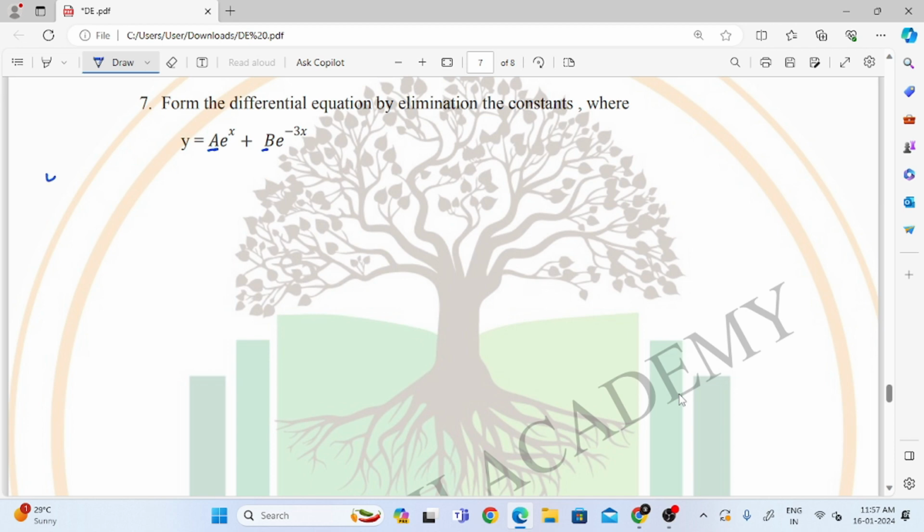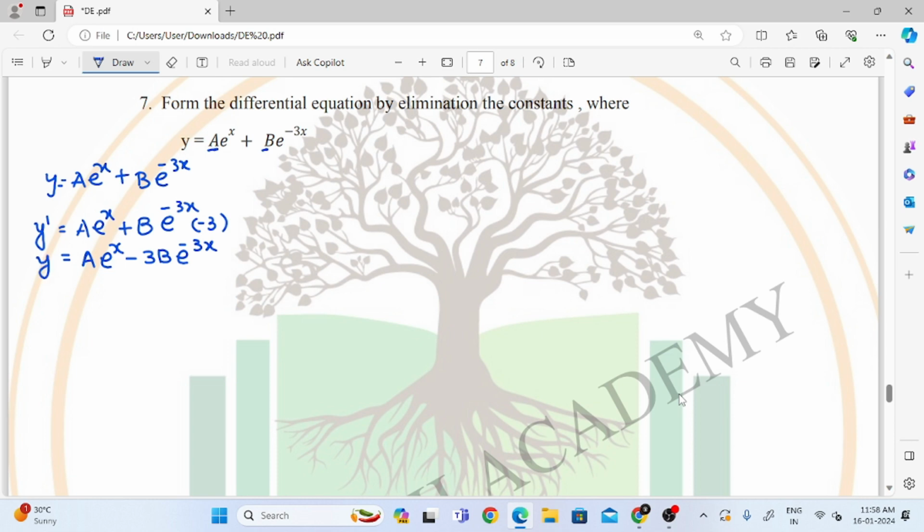So y is given: a e raised to x plus b e raised to minus 3x. We have two arbitrary constants, so we will get a second order differential equation. Let's take the derivative one time. Derivative of y, that is y dash, is equal to derivative of a e raised to x is a e raised to x only, plus b as it is, derivative of e raised to minus 3x, that is e raised to minus 3x, and derivative of minus 3x, that is minus 3. So y dash is equal to a e raised to x minus 3b e raised to minus 3x.